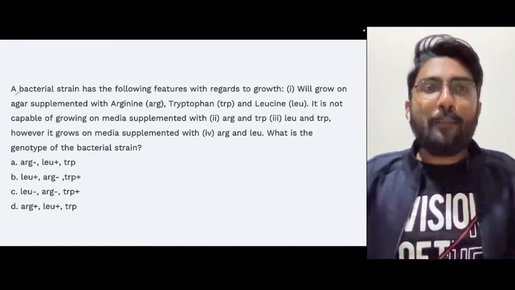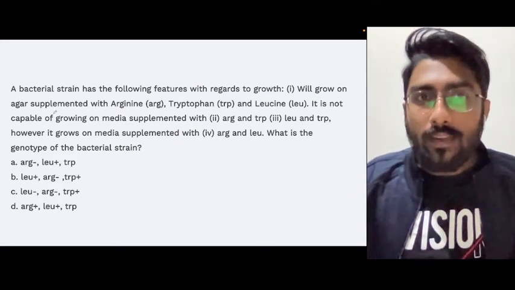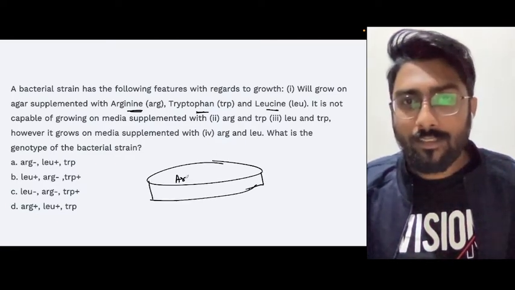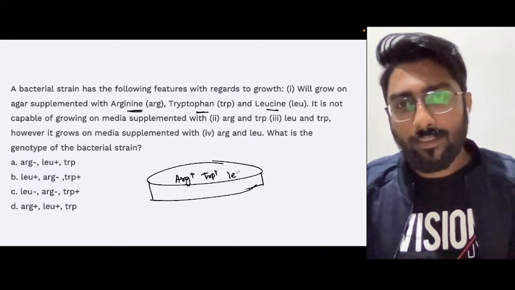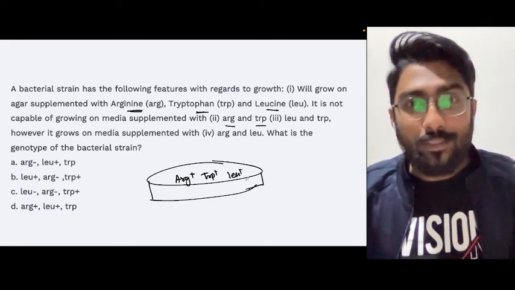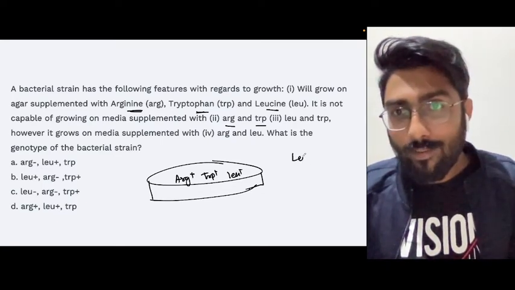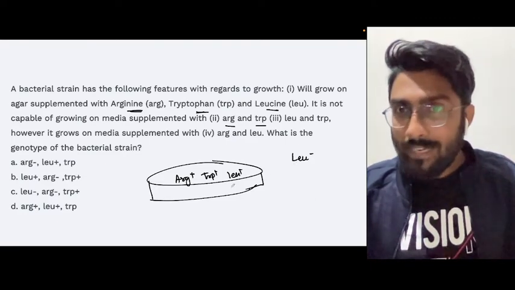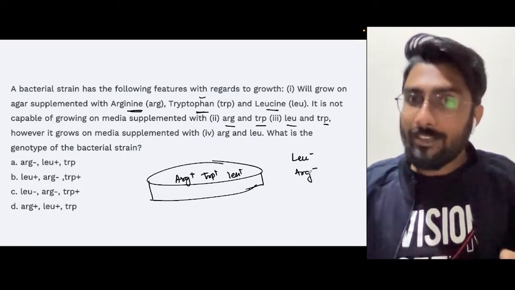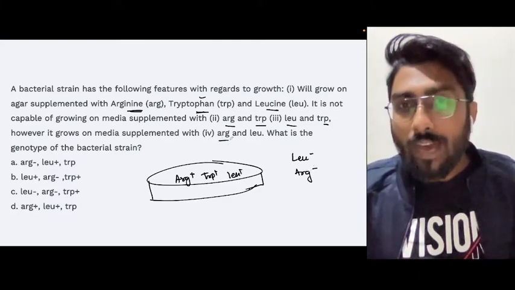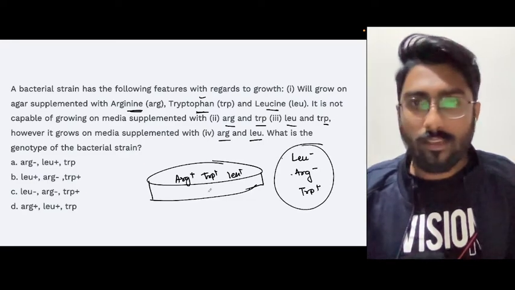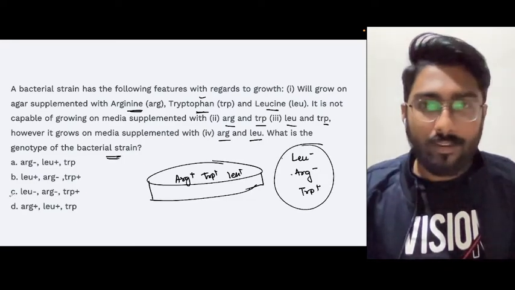Simple question. A bacterial strain has the following features with regard to growth. It will grow on agar supplemented with arginine, tryptophan, and leucine. So if we supplement these three, the bacteria will grow. It is not capable of growing on media supplemented with arginine and tryptophan. That means leucine is necessary. They do not have leucine, so we have to provide it from outside, supplemented in the media. Leucine and tryptophan, that means we have to supply arginine. However, it grows on media supplemented with arginine and leucine. If we supplement arginine and leucine, it will grow. That means tryptophan is present. So this is the combination of the bacterial strain: leucine, arginine, tryptophan. Simple one.